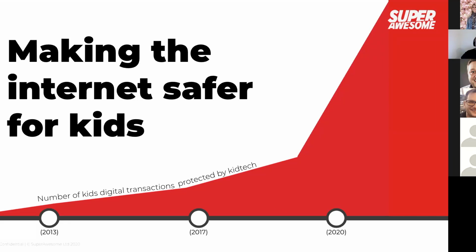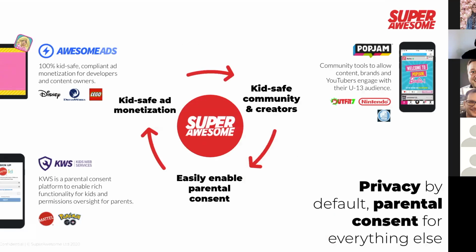So the mission of SuperAwesome is to make the internet safer for kids. We started the company in 2013 and we've grown really rapidly since then. We recently got acquired by Epic Games, the company that's running Fortnite. And so usually everybody agrees that kids should be protected online and that people shouldn't collect personal data about them. But apparently we are the only ones, or at least the biggest ones, to do something about it.